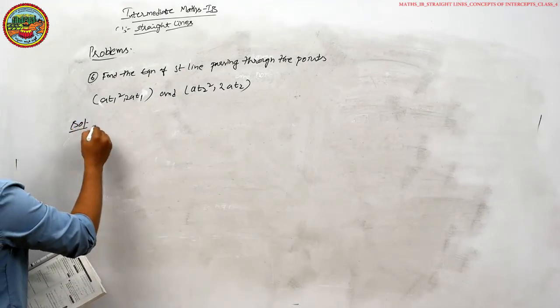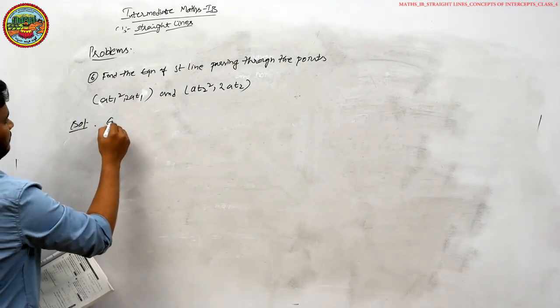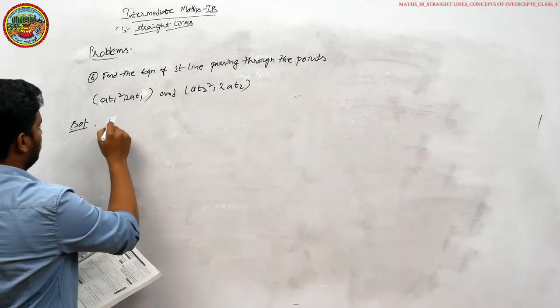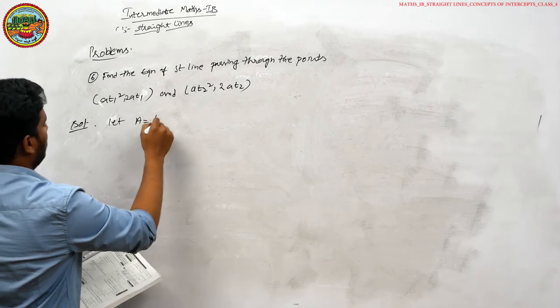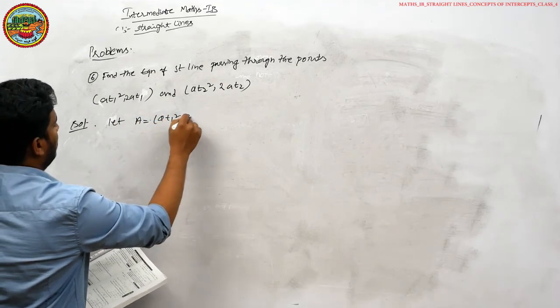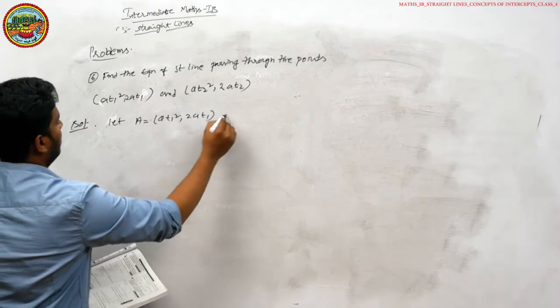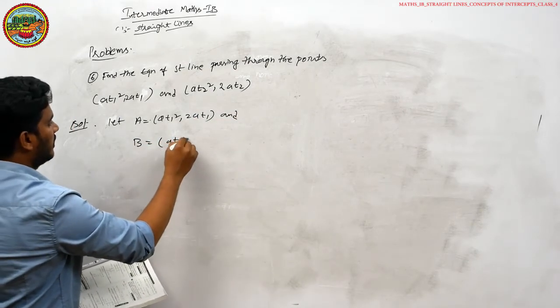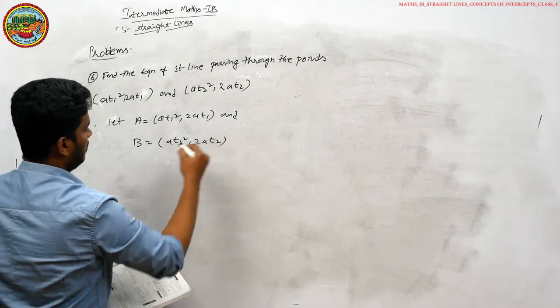So solution, let a be the point a t1 square comma 2a t1 and b be the point a t2 square comma 2a t2.